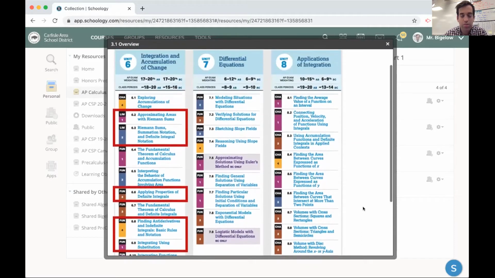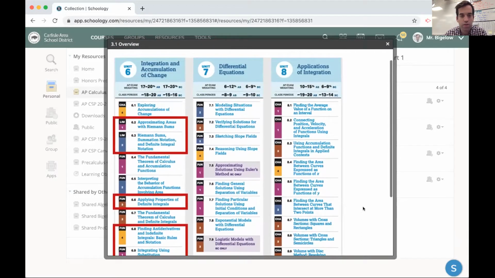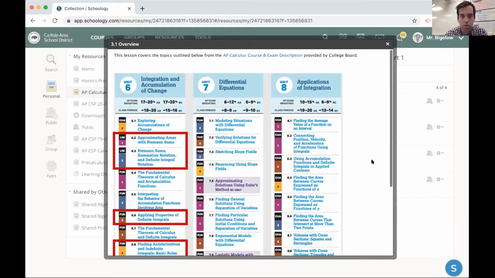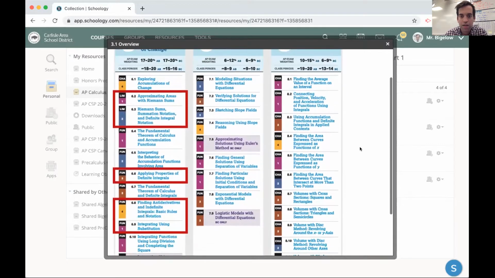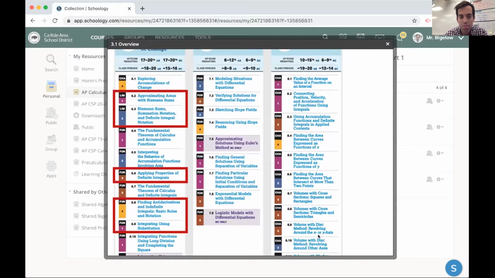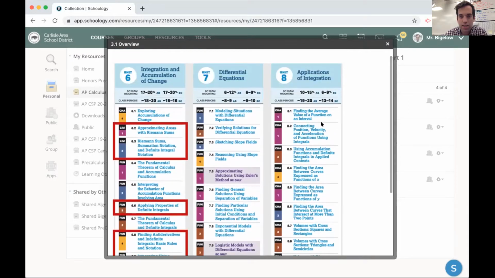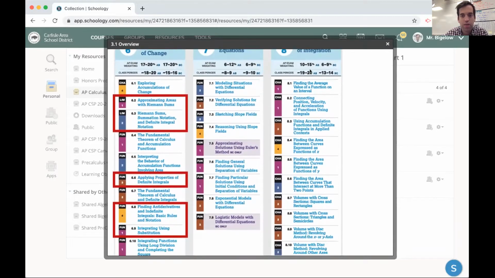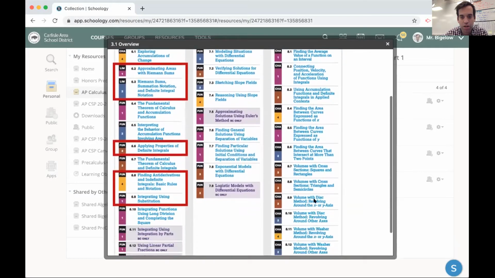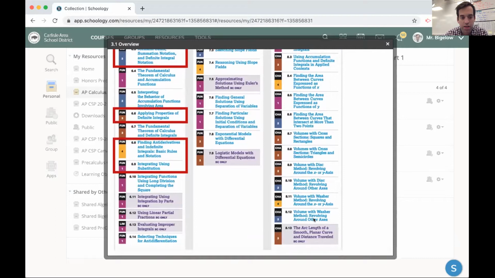The next three lessons, so 3.1, 3.2, and 3.3 in our notes, will cover several topics from Units 6 and 7 from College Board's course description. Unit 8 is technically AB content, but you didn't cover it last year because of the school closure. So after our first three lessons, we're going to take several lessons to go through all of these applications of integration that you missed out on last year.